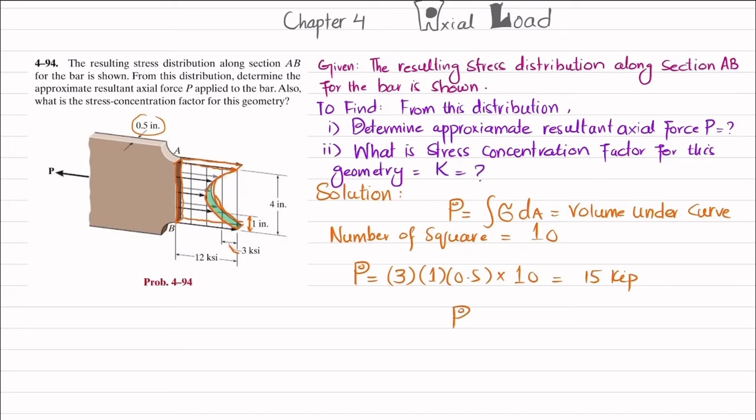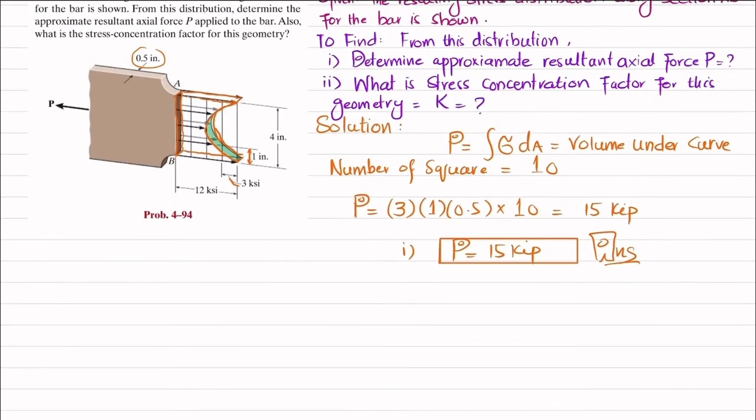So I will write P will be equal to 15 kips, which is the answer of our first part. Clear? Now we'll find the stress concentration factor K. So we know that due to this fillet, there will be a maximum stress at this fillet portion, clear, and minimum stress will be at the middle. So what we are going to do is find this stress concentration factor.